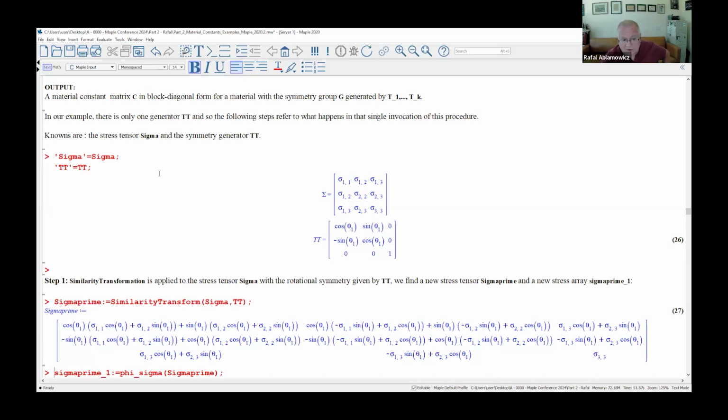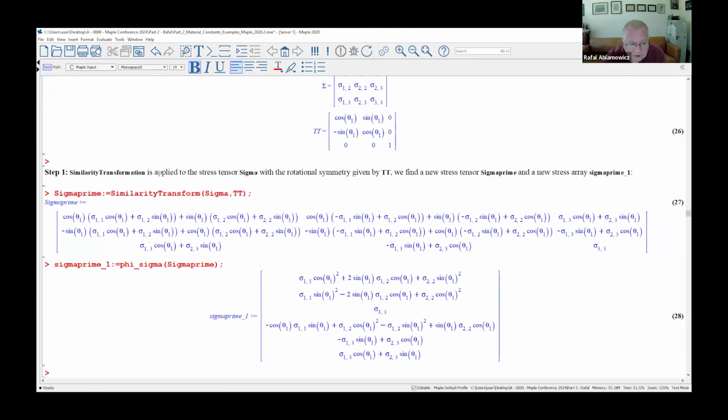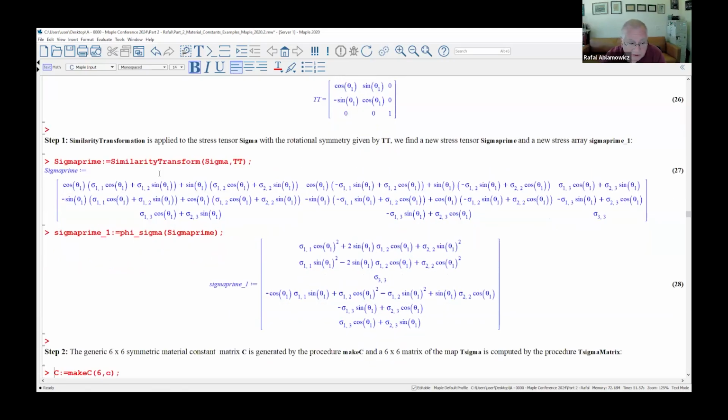Step number 1, similarity transformation is applied to the stress tensor sigma with the rotational symmetry given by the TT matrix shown above. I'm using only one symmetry, rotational symmetry in the XY plane, which is given by the TT matrix. And then you see the output. The sigma prime is the isomorphic image of that 3x3 matrix into the vector space R6 that is used by engineers. Those are column vectors 6x1, which Jane described earlier.